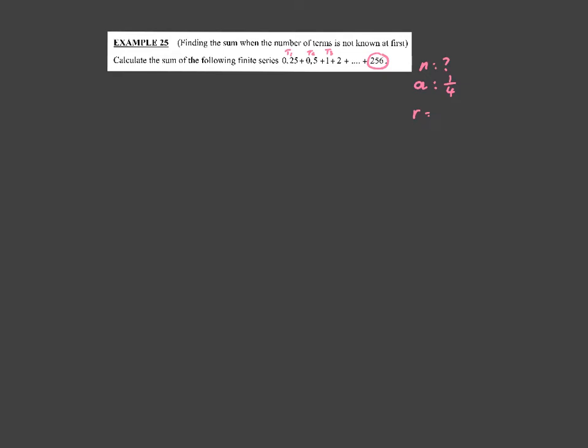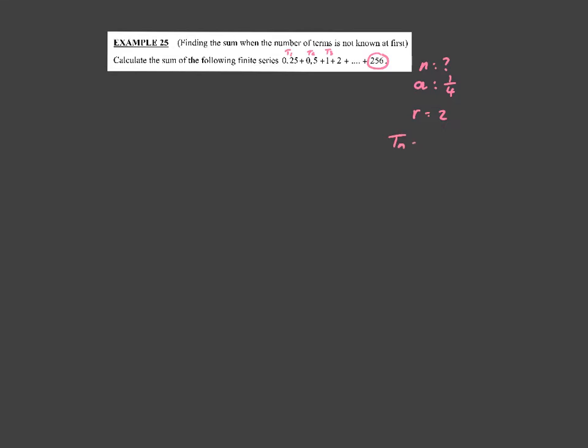1 divided by a half is 2, 0.5 divided by 0.25 is 2. Right. And then, of course, once we know what n is, we can find how many terms there are. All right. And then the sum. So let's go for it.